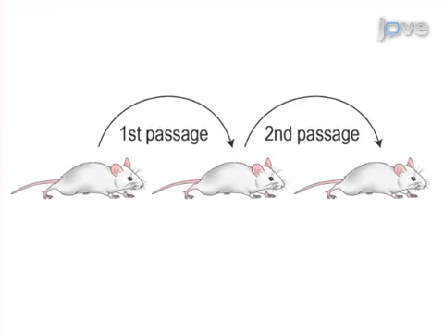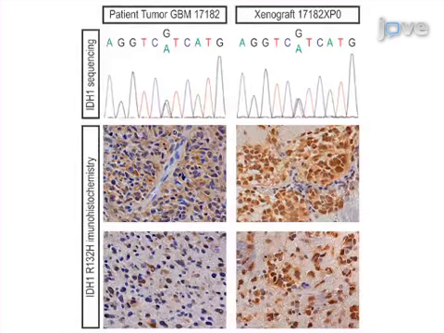The recipient mouse is then monitored for signs of tumor engraftment and growth, and then harvested for analysis or serial transplantation. Ultimately, histology, DNA sequencing, and other molecular assays are used to show infiltrative tumor growth and retention of genetic alterations such as isocitrate dehydrogenase mutations.